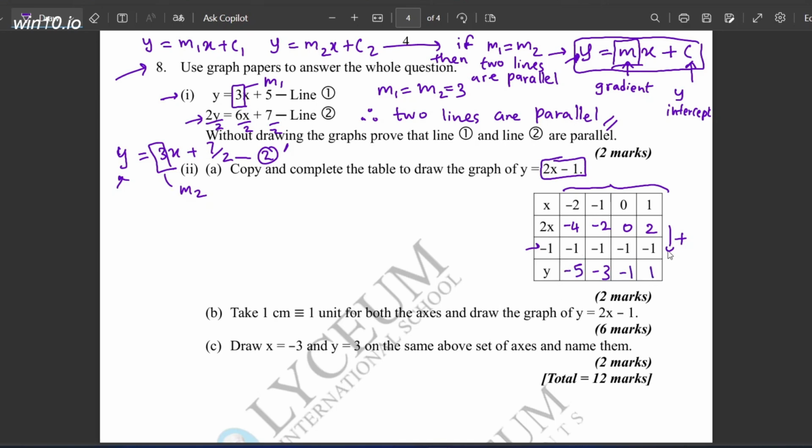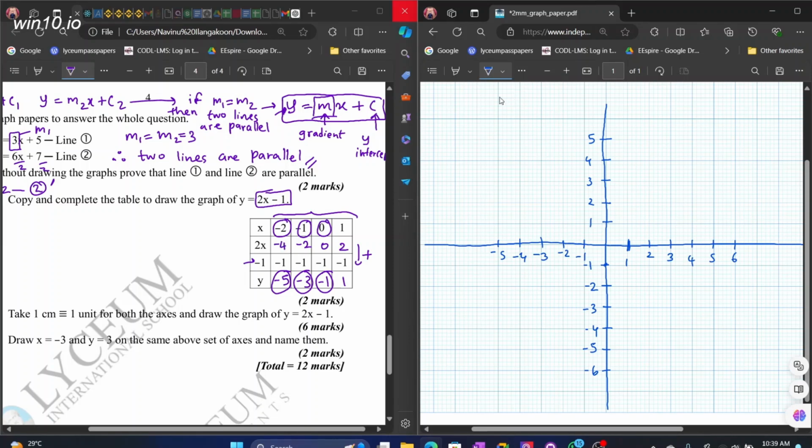Okay. So now we got the coordinates. Now we have to mark those coordinates in this graph paper. So this is y, this is x. So first point is minus 2, minus 5. Minus 2, minus 5 is here. Then minus 1, minus 3 is here. Then 0, minus 1 is here. 1, 1 is here. So you can see they have told us to take 1 centimeter as 1 unit.